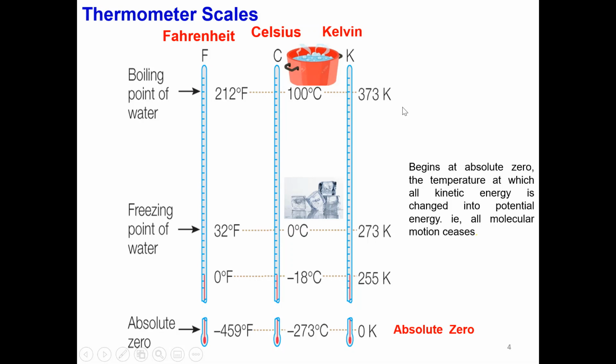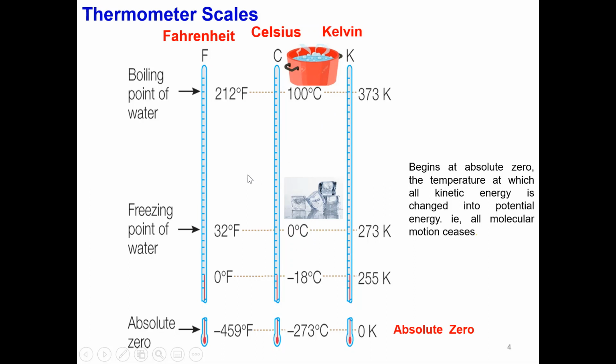The other scale, used mainly in science, is the Kelvin scale. As you can see, in the Kelvin scale we don't have negative temperatures. The reason is that in science, negative numbers can sometimes be a problem for calculations, which is why this scale is mainly used in science. Again, the reference points are the freezing point of the water, which is 273 Kelvin, and the boiling point of the water, which is 373 Kelvin.